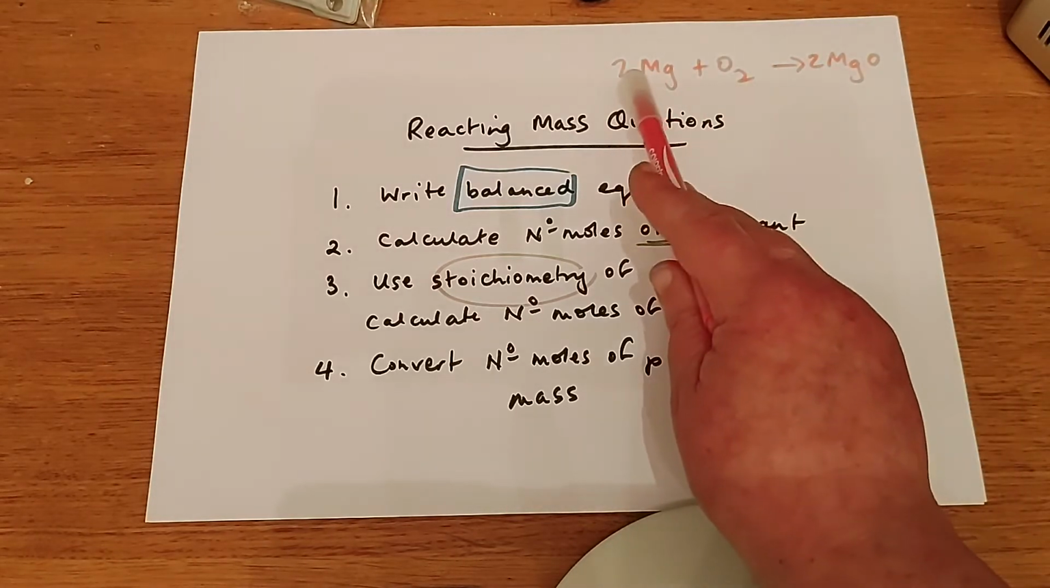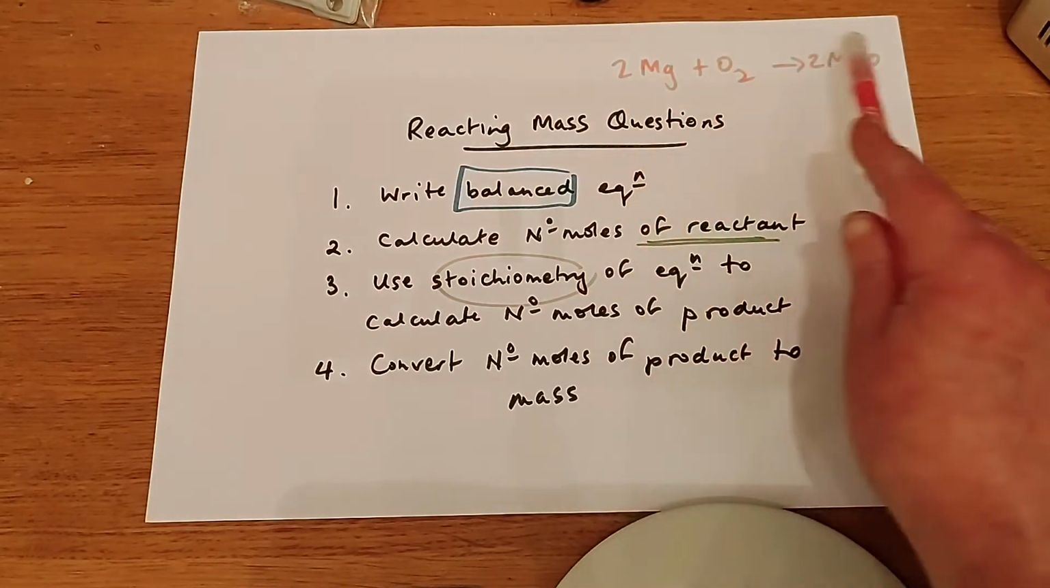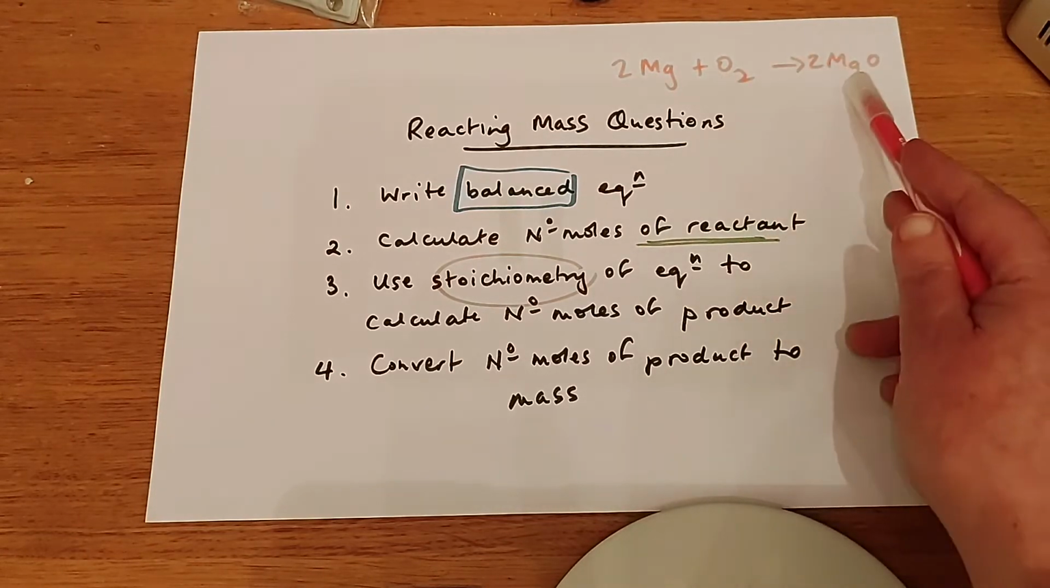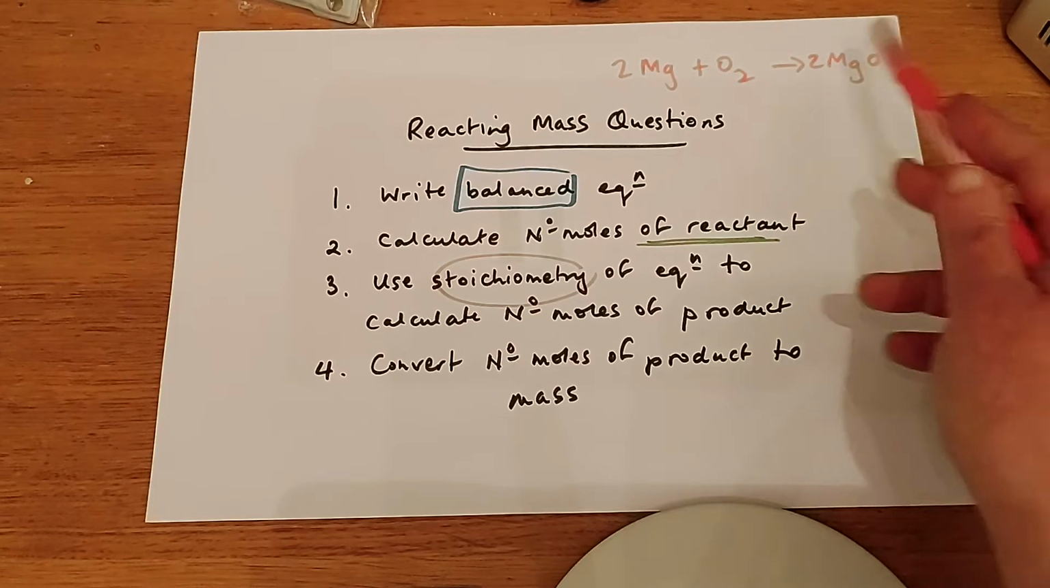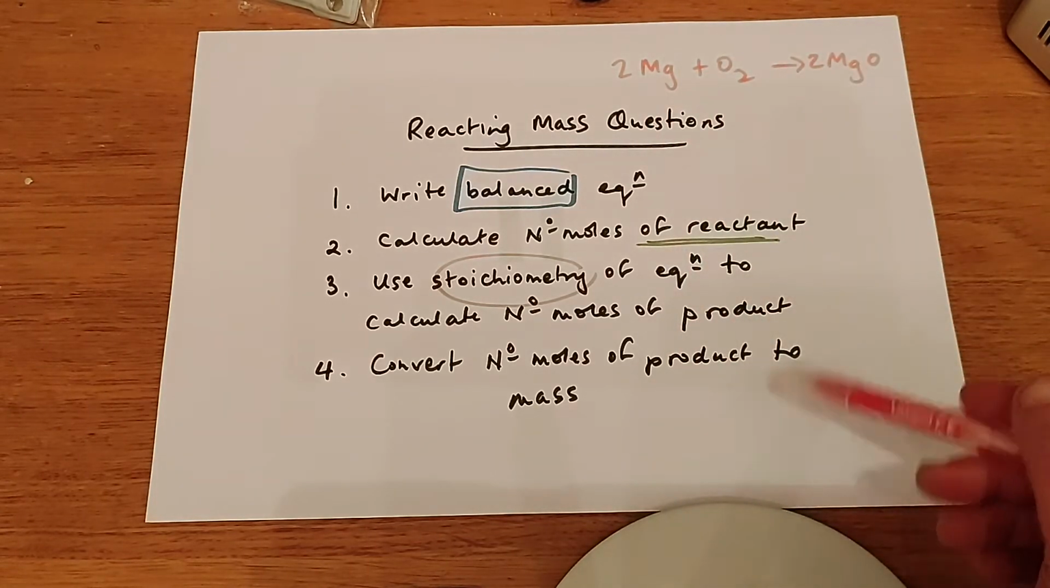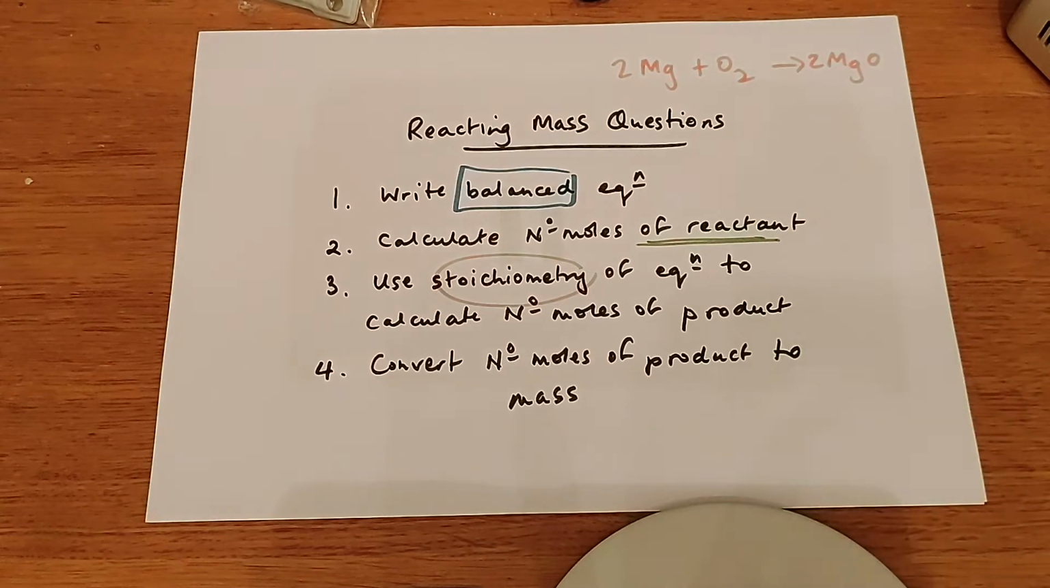So if you've got 2 moles of magnesium here, you'll produce 2 moles of magnesium oxide. Or if you've got 1 mole of oxygen, you'll produce 2 moles of magnesium oxide. So once you know the number of moles of the reactant, you can work out the number of moles of the product just by using that ratio. And then you convert the number of moles of product to mass, and that's your question done.